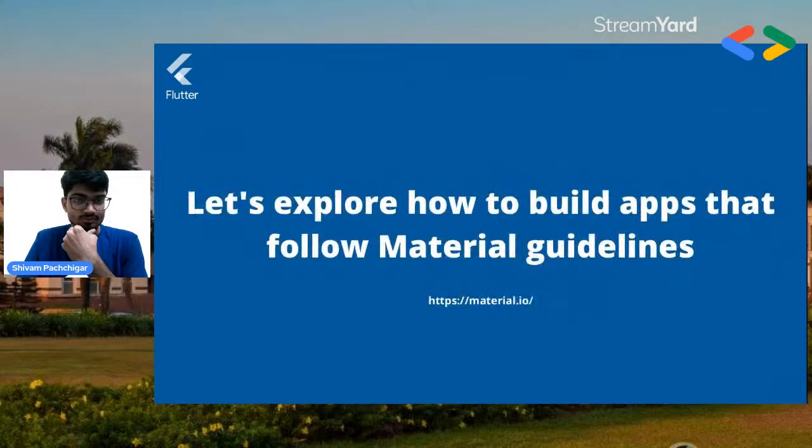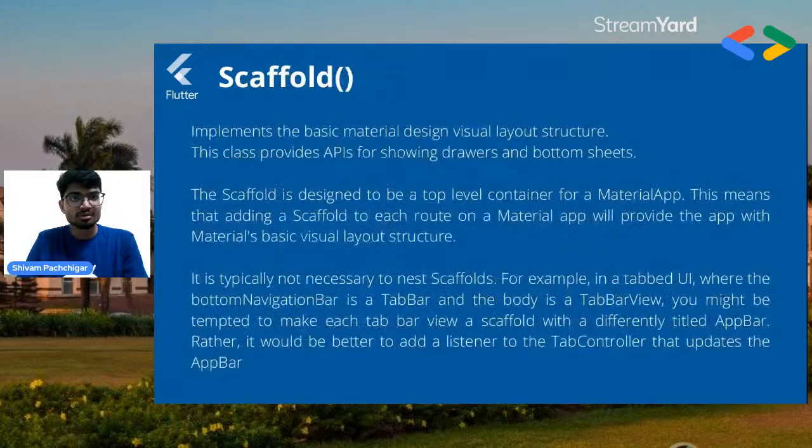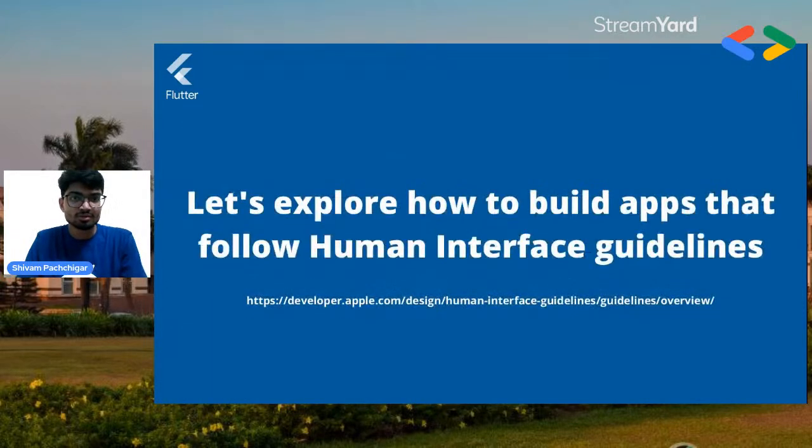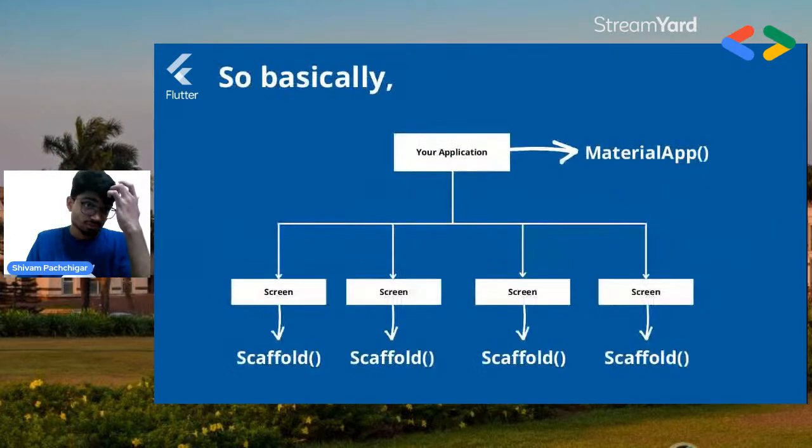If you are creating a Flutter mobile application, either you will follow material UI guidelines, which are used to create Android apps, or you would follow human interface guidelines, which are used for developing iOS apps. The structure of your code would be like the material app widget will be at the root of the widget tree, and then the individual screens or pages of the app will be represented by the scaffolds.